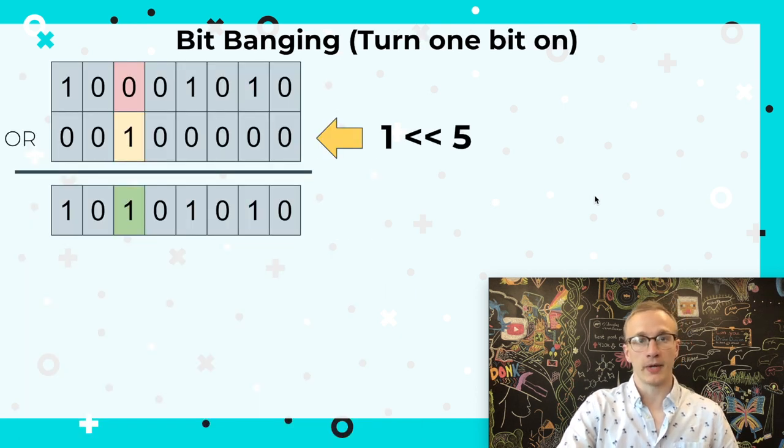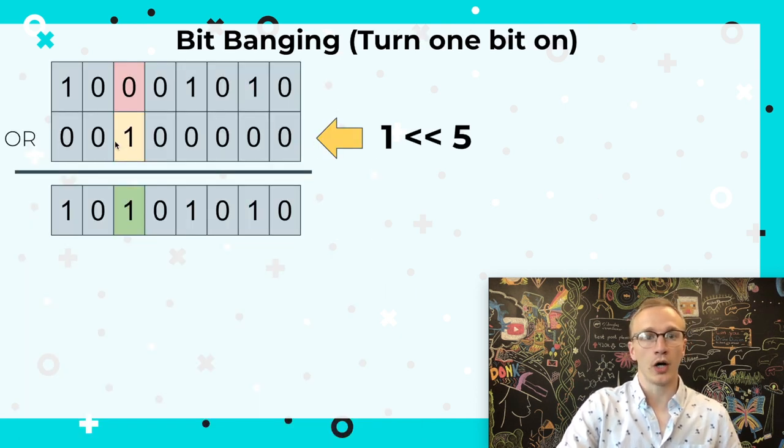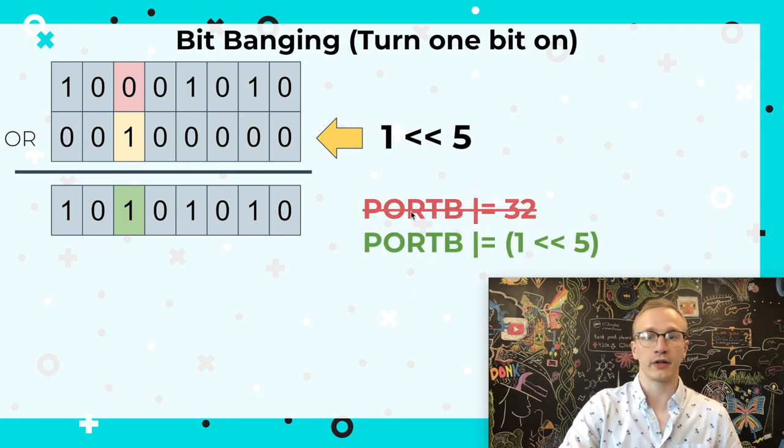So now if we jump back to our OR example where we needed a 1 only in the fifth place, so that way we could turn on PB5, we could just take 1 and bit shift that to the left 5 times, and that gives us our middle number here. So instead of having port B OR equals 32, which is the decimal equivalent of this number here, we can make this code more readable by saying port B OR equals 1 bit shifted to the left 5 times.